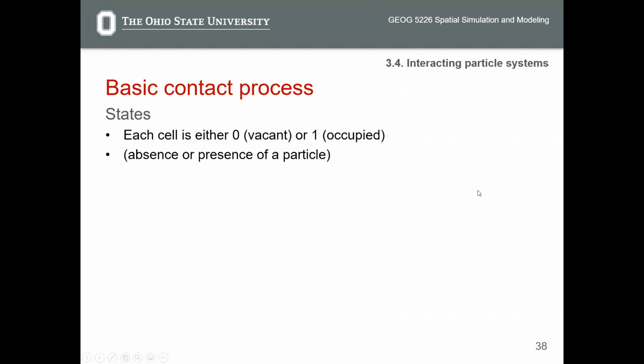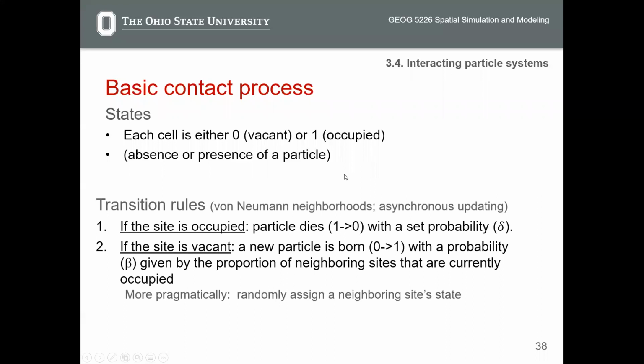There are different types of IPS. Now let's start with the very basic one. It's called the basic contact process, a type of IPS. For states, each cell is either 0 or 1, which means the state here is binary. 0 we call vacant, 1 occupied. Or you can say 0 represents the absence of a particle, and 1 is used to address the presence of a particle.